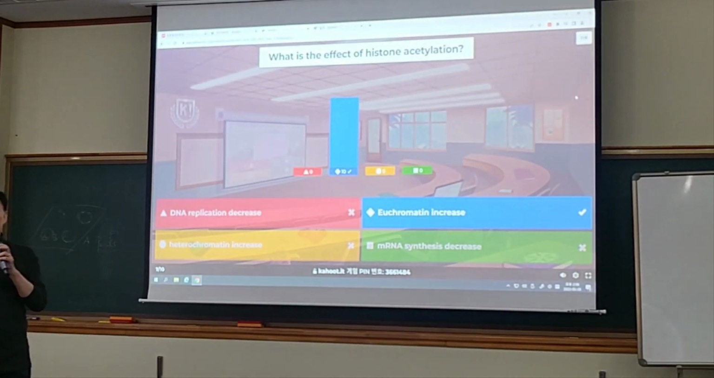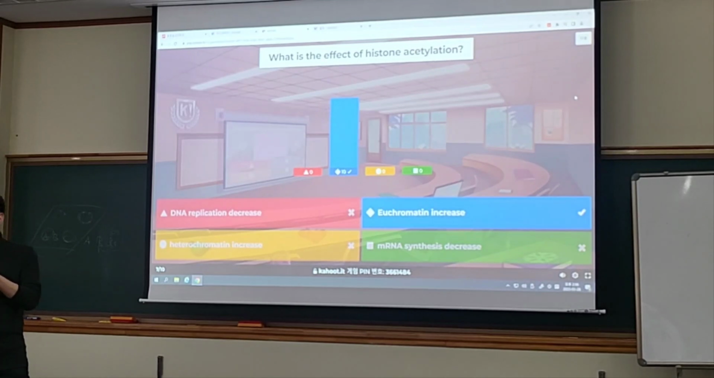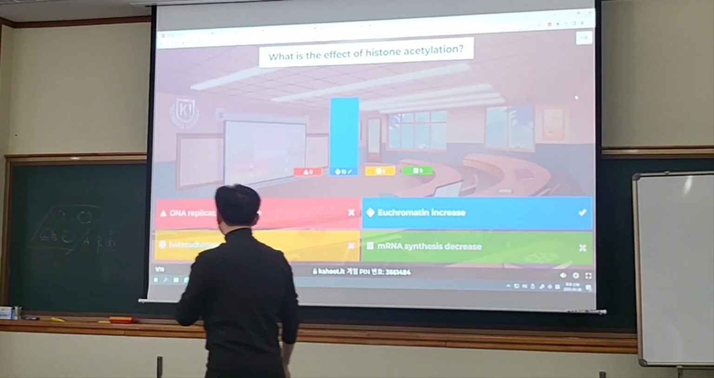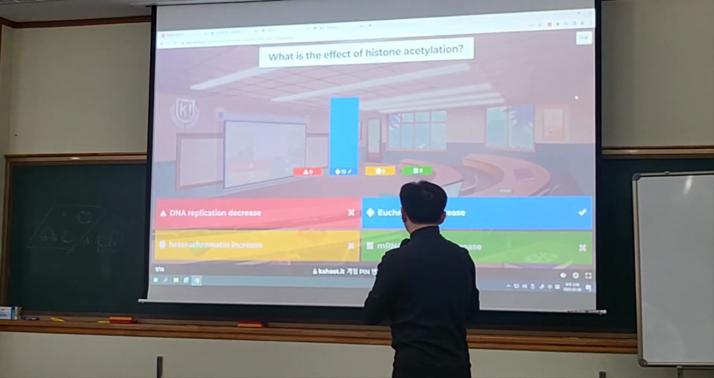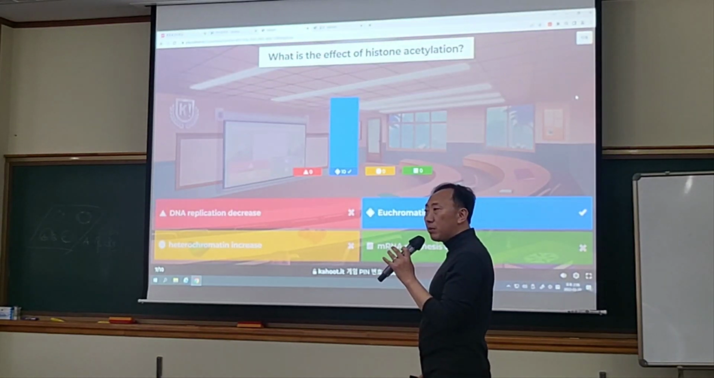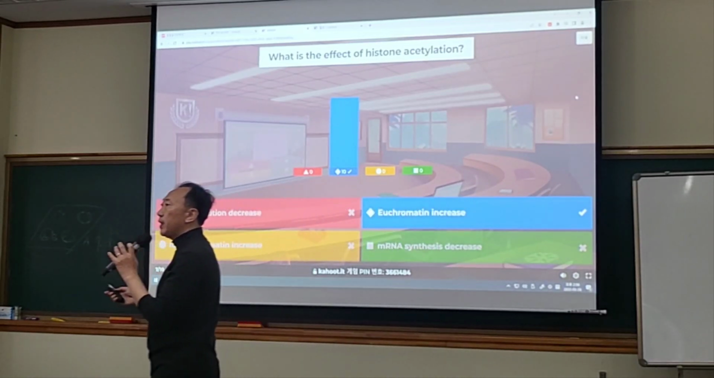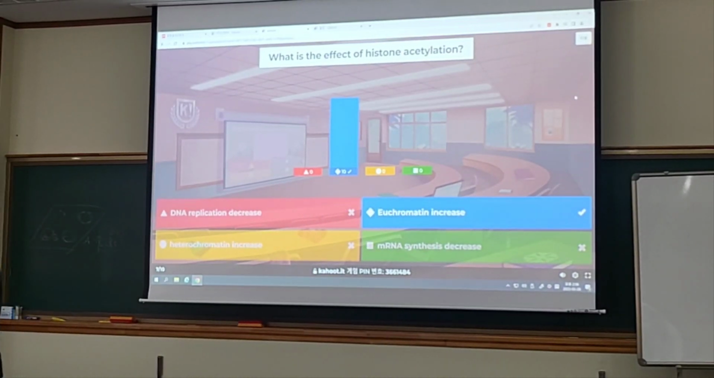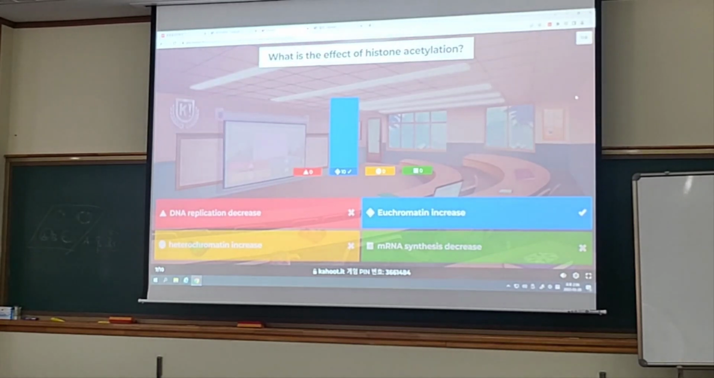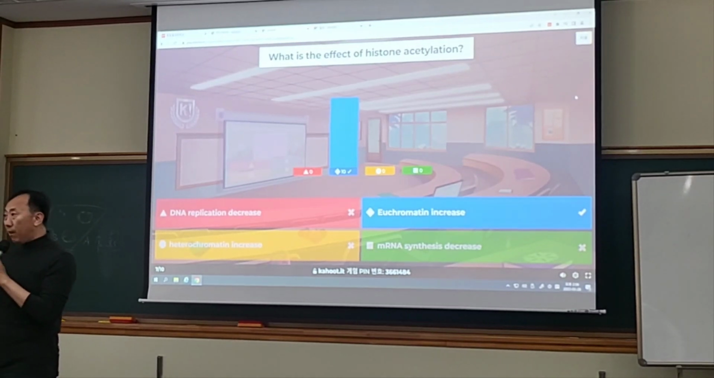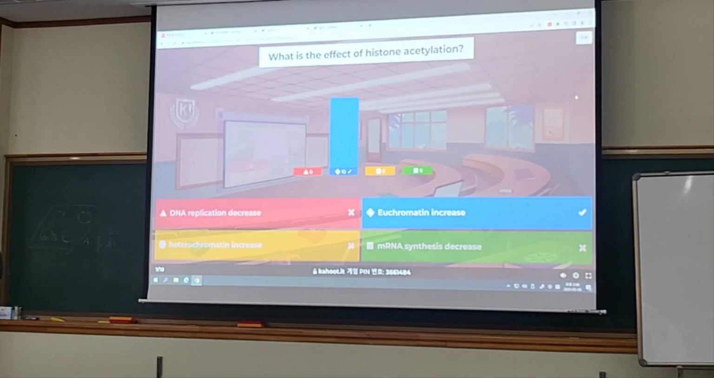So euchromatin increases. Acetylation makes that binding loose. More open means RNA synthesis increases. Gene expression is up. Euchromatin is increased. Okay, so the acetyl effect is clear in histone. Opposite to DNA methylation, right? When DNA is more methylated, expression is down. When histone is more acetylated, it's up in terms of gene expression.